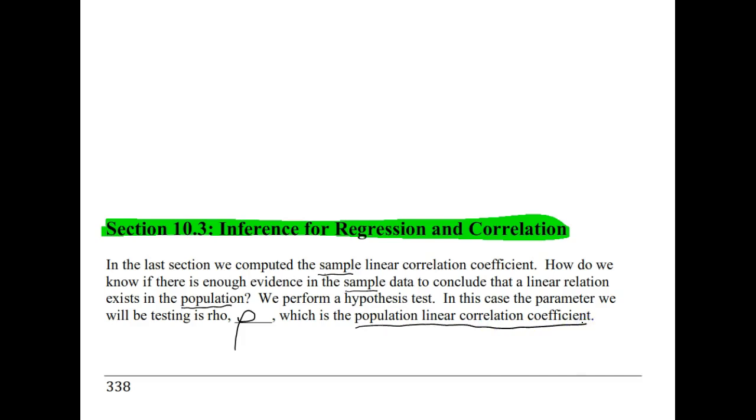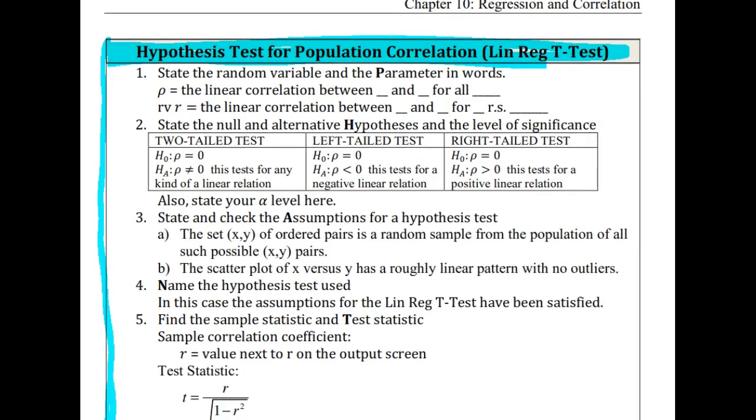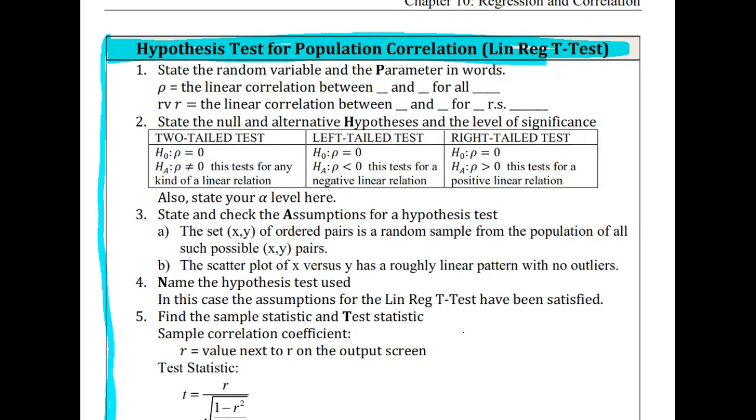Okay, so for this next exam now we've got two new symbols. We've got lowercase r, which is the sample linear correlation coefficient, and we have this new one, the Greek letter rho, which is our population linear correlation coefficient. All right, so we're going to look at the same process that we have before for hypothesis testing. So we're still going to be following the steps of PHANTOMS.